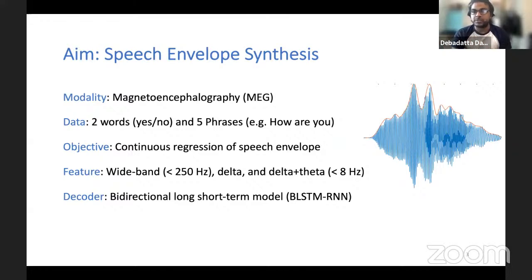Because the speech perception envelope you see here is such a low frequency wave, traditionally in the literature, people have mostly used delta or delta plus theta, that is, under 8 hertz frequency filtering, and they have used that as input. However, that is for speech perception, that is auditory speech. When we're talking about speech production, it typically requires information from the high frequency region. As I said, information processing requires high gamma frequencies. That's why we used both high frequency as well as low frequency for comparison. And we just used a bidirectional long short-term memory recurrent neural network model, a simple BLSTM model.